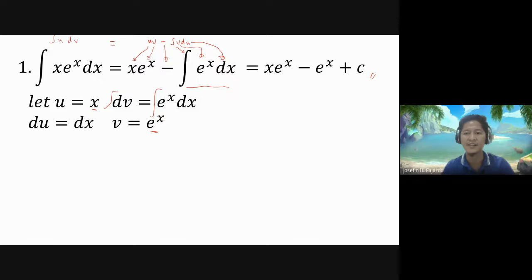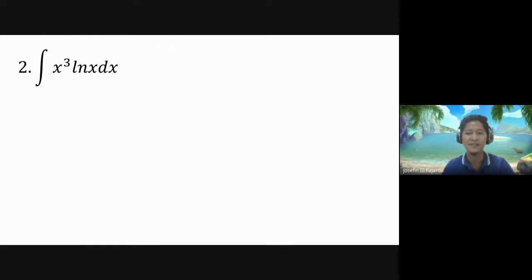Okay, let's have another example. How about if we have this? Okay. Dito, if we try to use, let me try using u. Gagawin kong u kunwari si x cube, okay? Dahil ito si u ko, gawin kong dv to be ln x dx. Okay. If that happens, notice, if I get my du, magiging 3x squared dx yun. Tama?